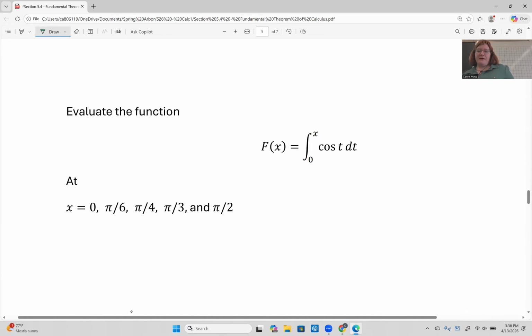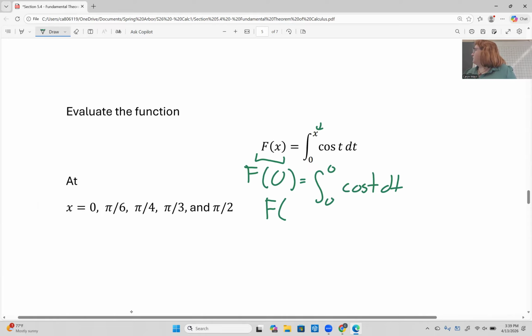What the rest of this is saying is I'm creating a function where my upper bound is what's changing. So if I wanted to find f of 0, that means the integral of 0 to 0 of cosine t dt. Or if I want to find f of 2, that is the integral of 0 to 2 cosine t dt. So this part is creating a new function. Let me erase that for now.